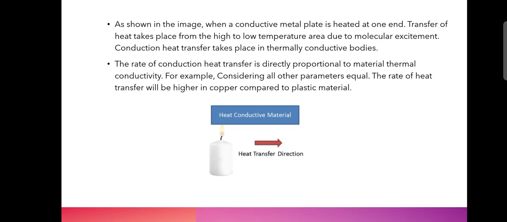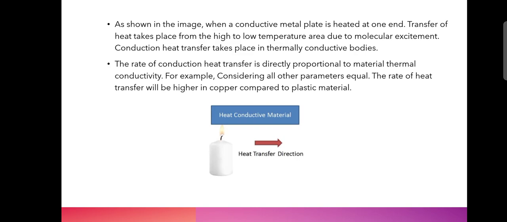As shown in the image, when a conductive metal plate is heated at one end, the transfer of heat takes place from high to low temperature due to molecular excitement. The conduction heat transfer takes place in thermally conductive bodies.